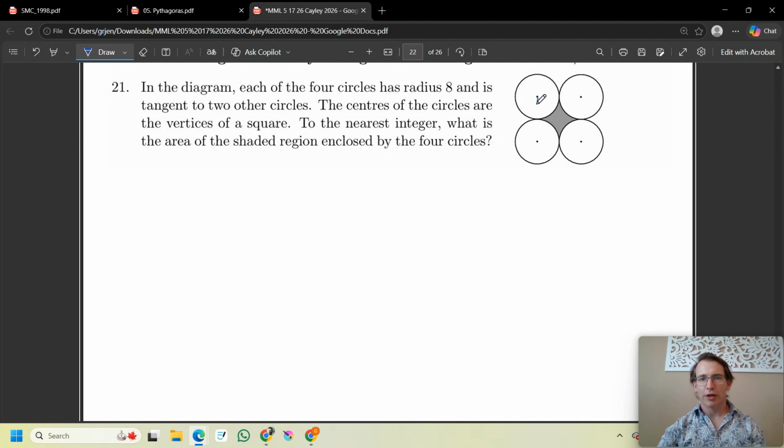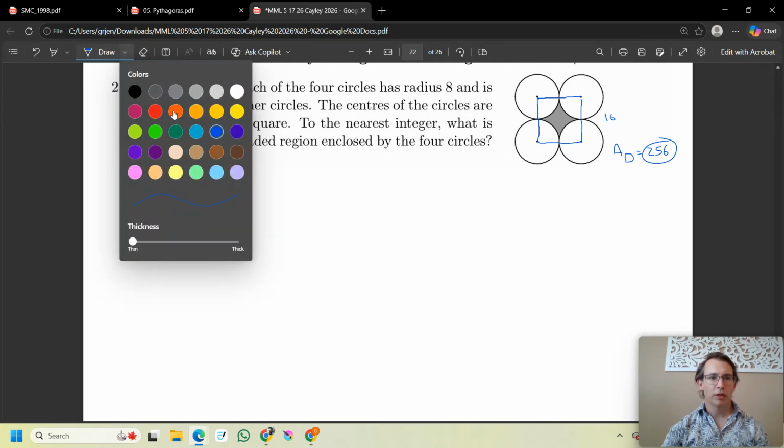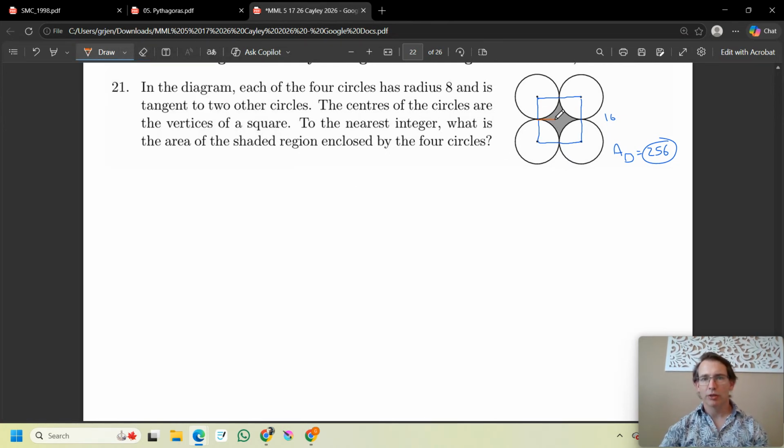If we go ahead and draw on our radii here, so here's the secret. You always draw your radii to the points of tangency, and you'll find that you end up creating a square. And the square has edge length 16, and that gives it an area of 256. So this is 16, and then the area of the square is 16 squared, or 256. Okay? But we want this shaded area, so we know that the area is going to be a great deal less than 256.